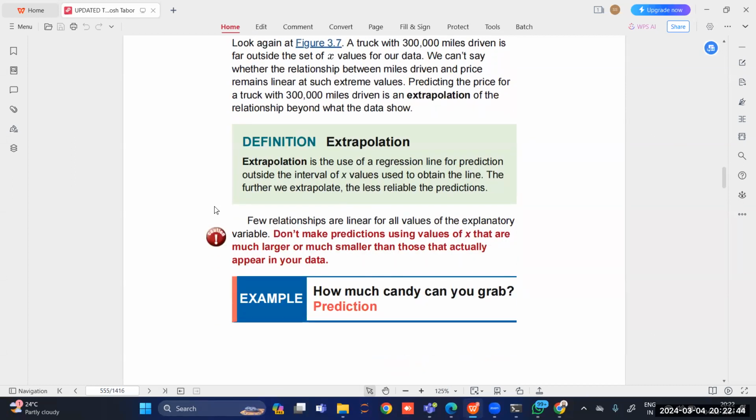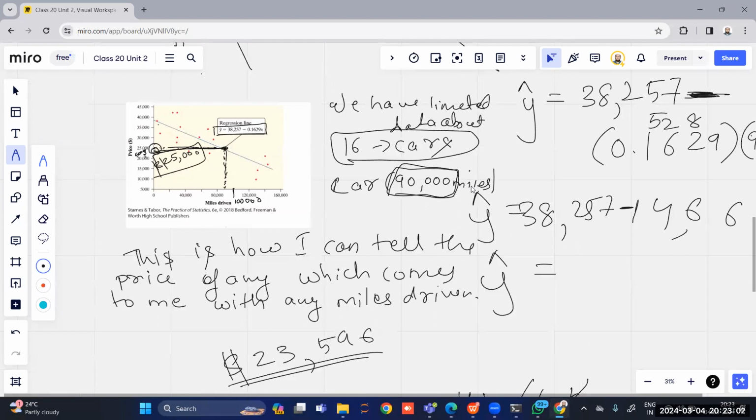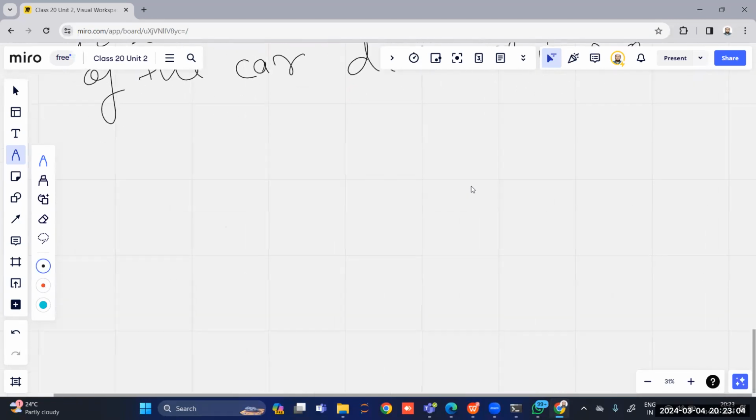Extrapolation. What is extrapolation? Extrapolation is the use of a regression line for prediction outside the interval of x values used to obtain the line. The further we extrapolate, the less reliable the predictions are. I'll tell you, for example, we'll consider the example of the car only. Here I have taken this car. I'll paste it one more time.